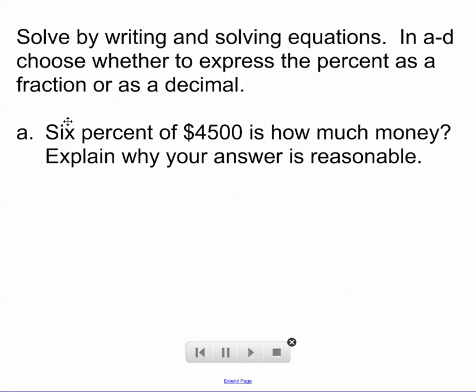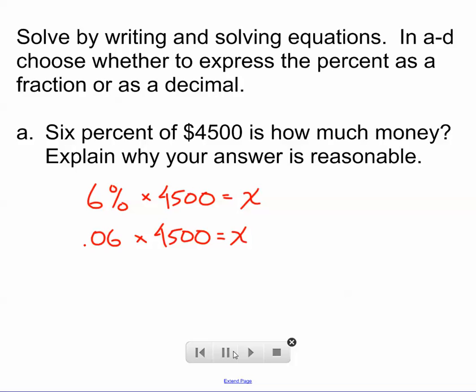6% of $4,500 is how much money? Explain why your answer is reasonable. Okay, 6% of the whole thing, $4,500, is what part? I'm going to use a decimal here. And I'm just going to go ahead and multiply 0.06 times 4,500, and that's $270.